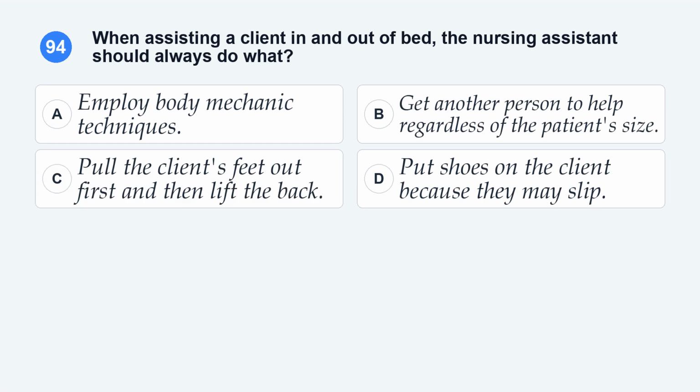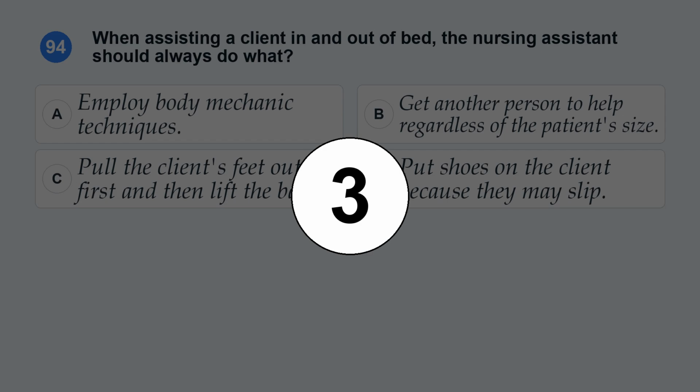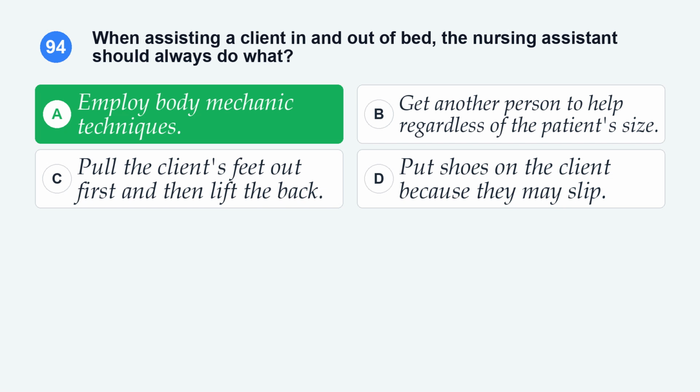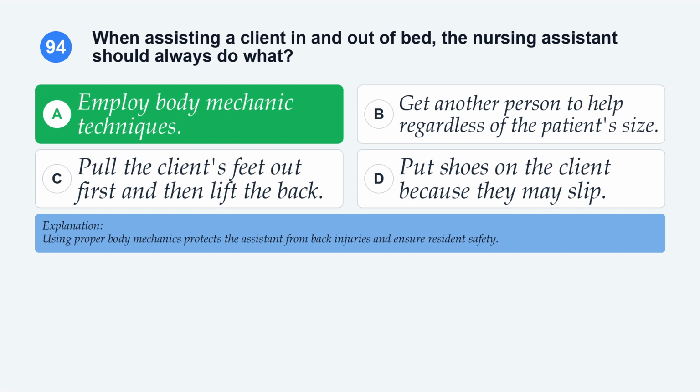Question 94. When assisting a client in and out of bed, the nursing assistant should always do what? Option A, employ body mechanics techniques. Option B, get another person to help regardless of the patient's size. Option C, pull the client's feet out first and then lift the back. Option D, put shoes on the client because they may slip. The correct answer is option A, employ body mechanics techniques. Explanation. Using proper body mechanics protects the assistant from back injuries and ensures resident safety.